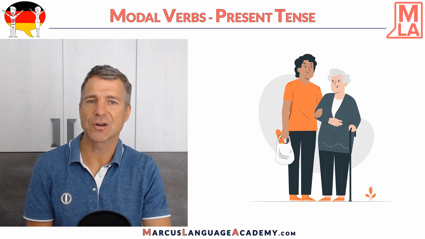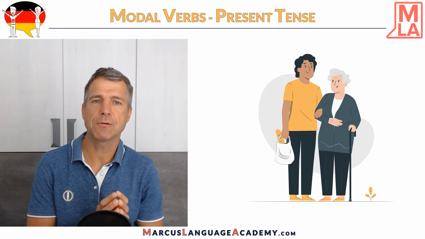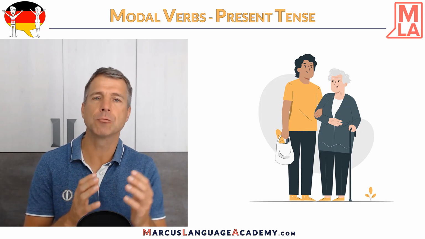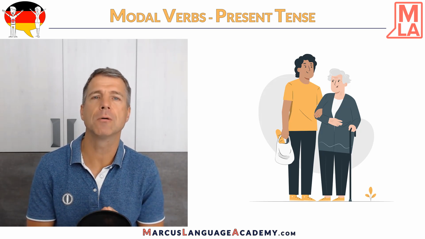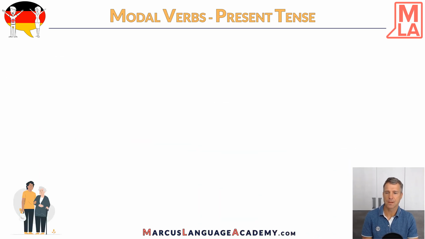Let's get started. I use a special color for the modal verbs. Every time you see an image, we will use this kind of yellow background color because it's a special group of verbs. So let's see what our modal verbs are.